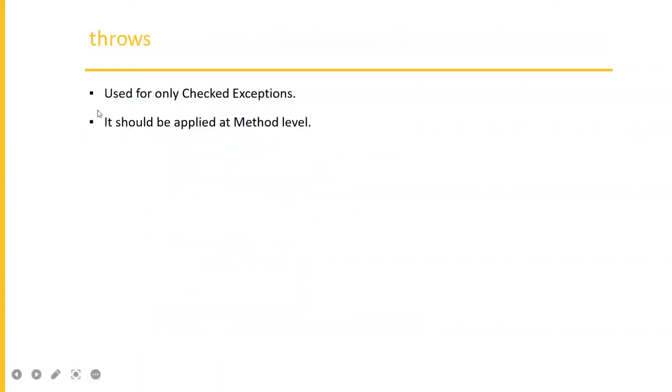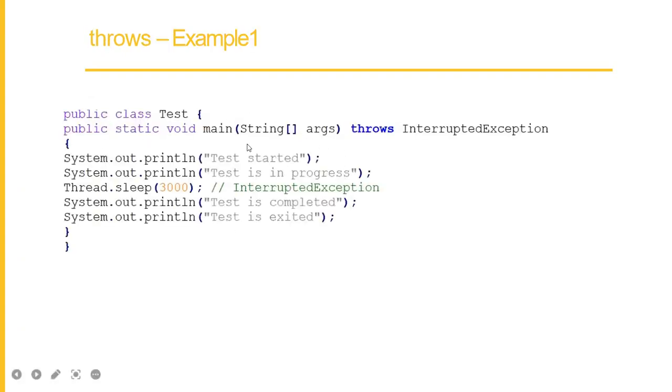How do you use throws? Throws is basically used for checked exceptions. Keep in mind, throws is always used for checked exceptions. It should be applied at the method level. Always it should be used at the method level. Let's say example 1 here.